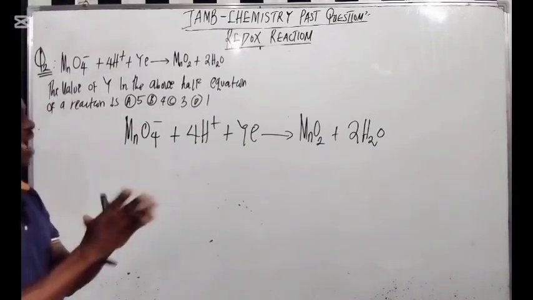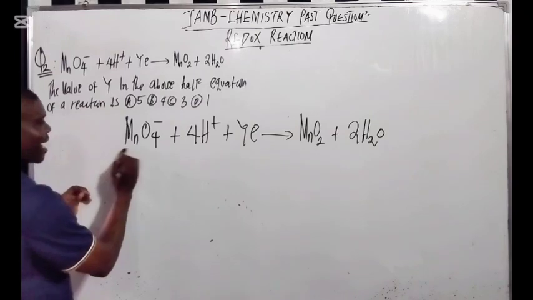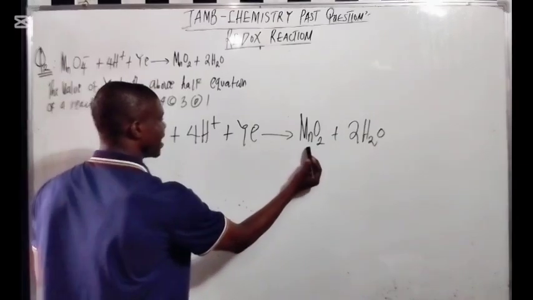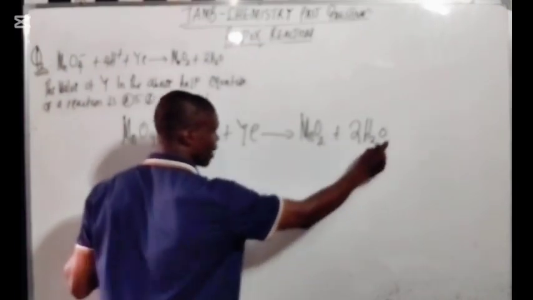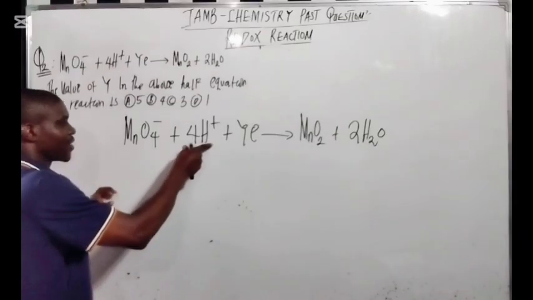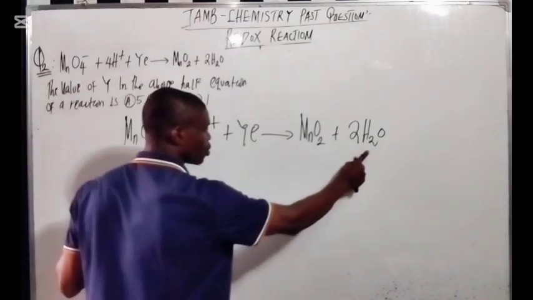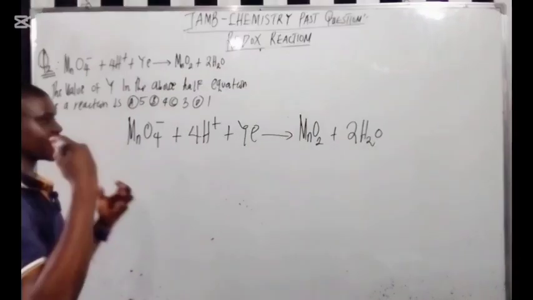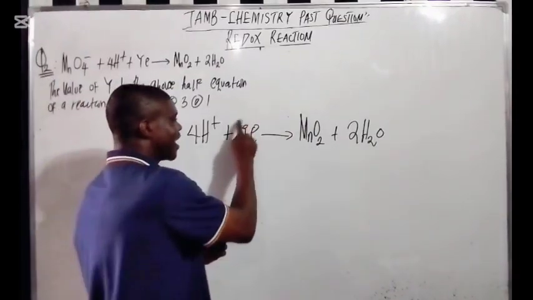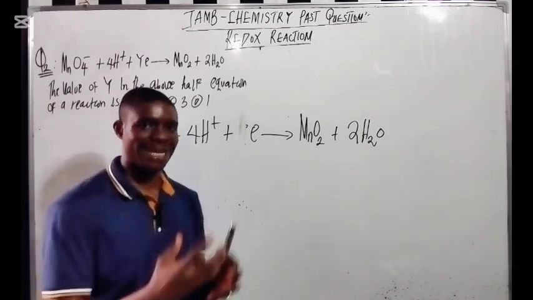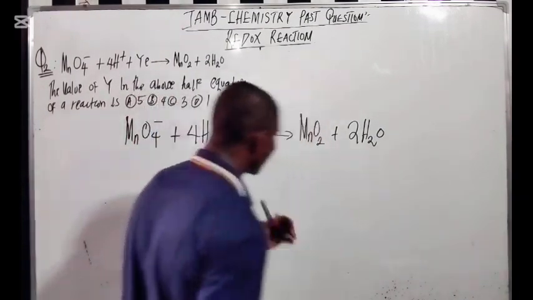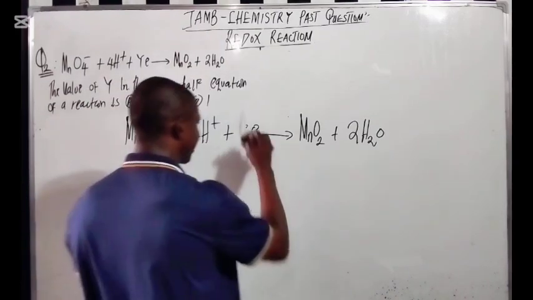If you check it very well, every other thing is balanced. Manganese here is 1, manganese here is 1, so it's balanced. Oxygen is 4, because here we have 2, here we have 2. Hydrogen here is 4. What is not balanced is the charges. This e you are seeing here is used in balancing electrons. So let's remove this first.